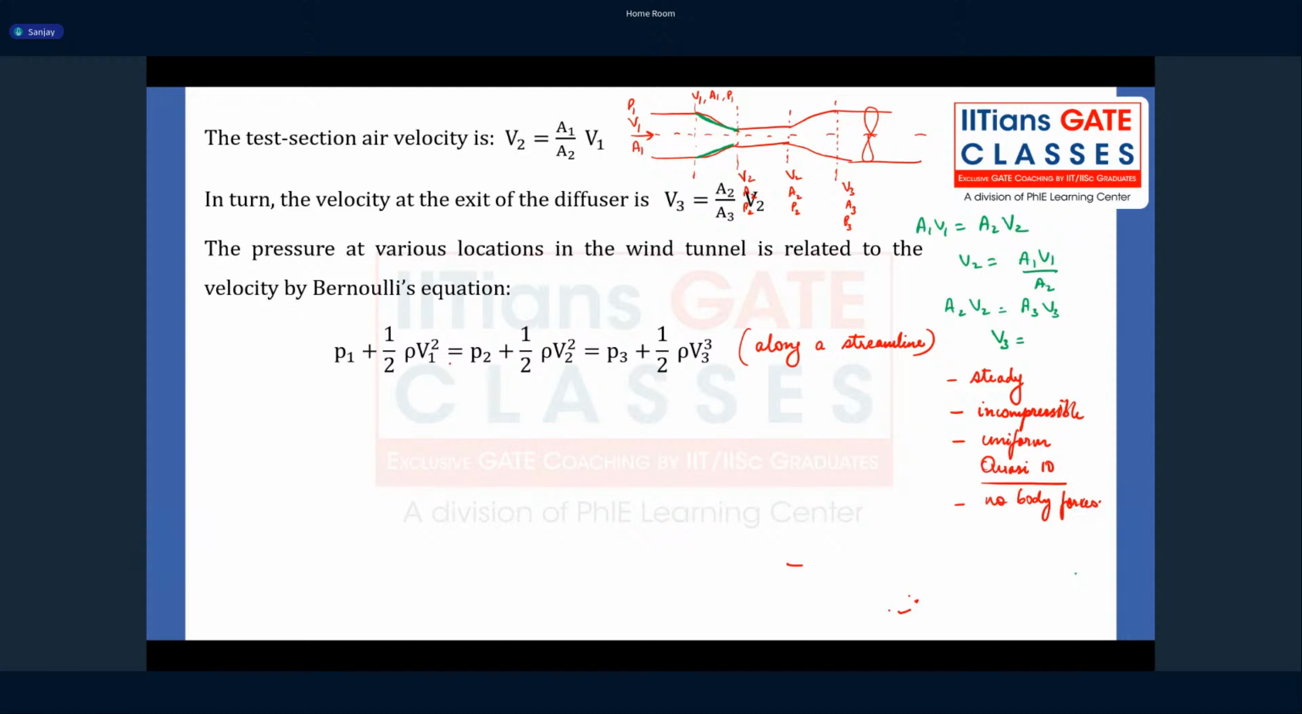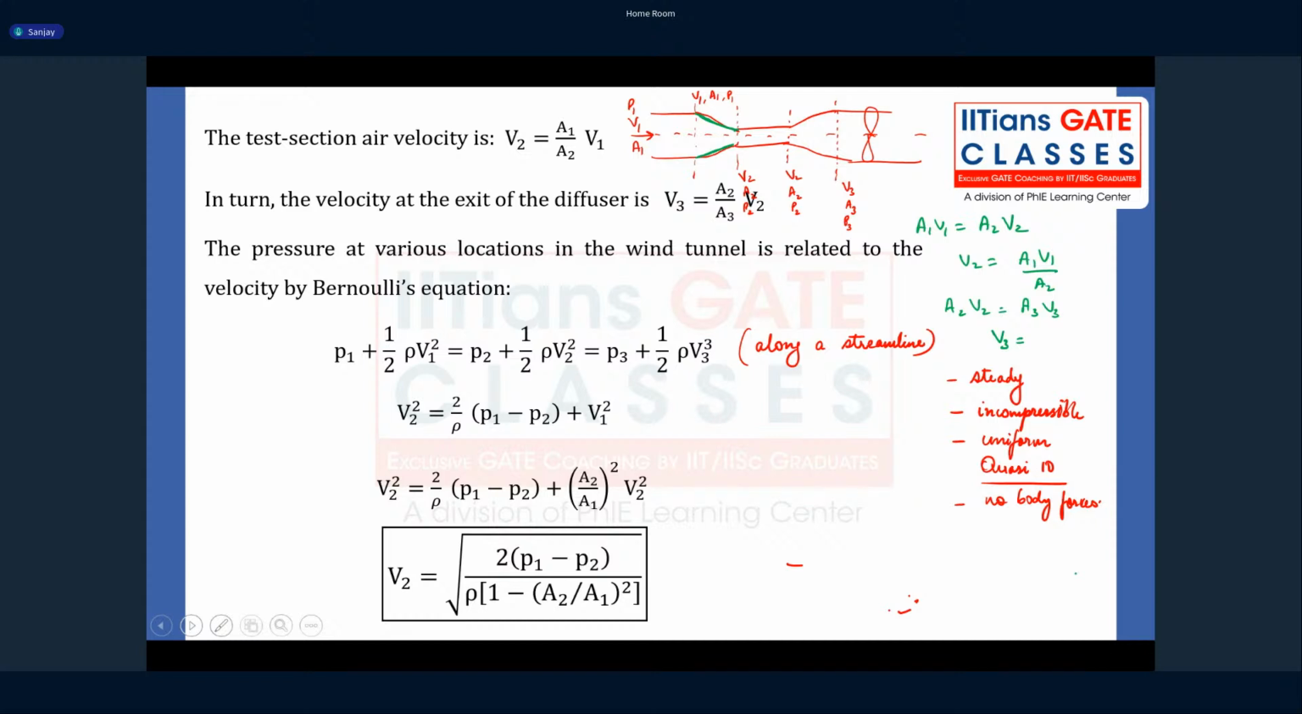Now you relate the velocity through area. Okay. You can just carry forward this derivation and you can express the velocity V2, which is the test section velocity, as a function of the pressure difference P1 minus P2 and the ratio of the areas A2 by A1 and density rho. Because it is an incompressible flow, the density is constant. So you will take the rho term out, and A2 by A1.